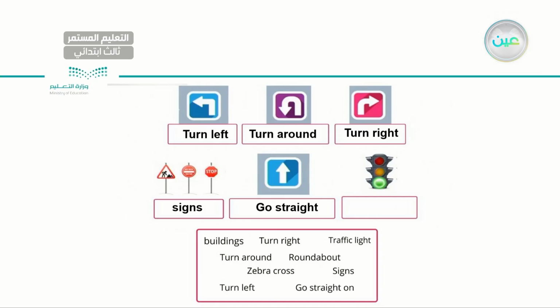Next one I have go straight, or go straight on. And the last one, this is an easy one, I have a traffic light. So let's read our answers one last time. Turn left, turn around, turn right, caution signs, go straight, and traffic light. Very good.